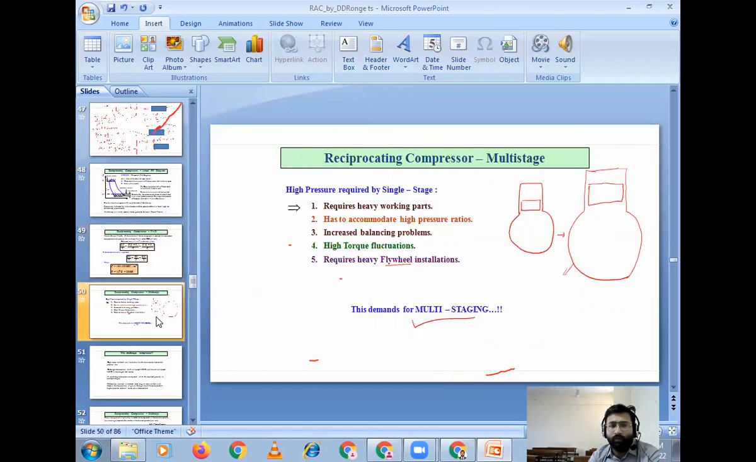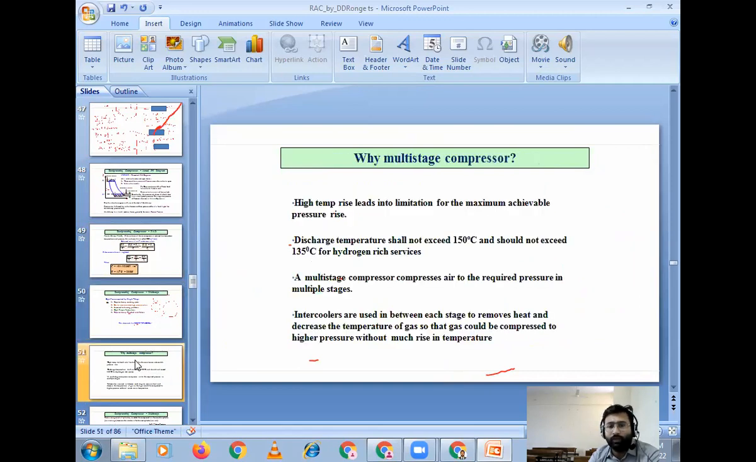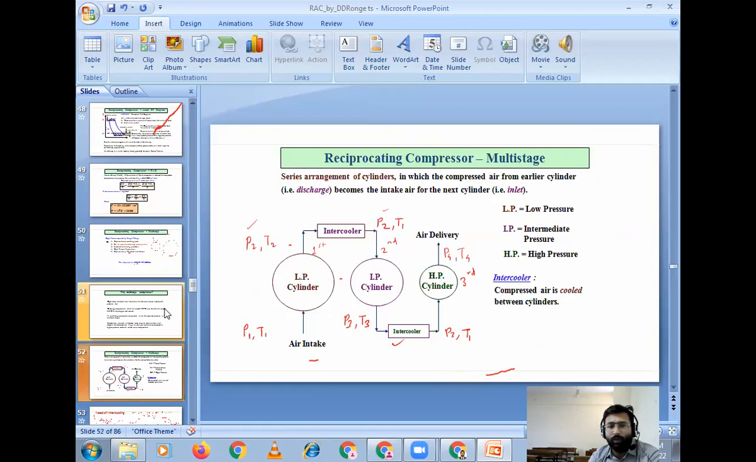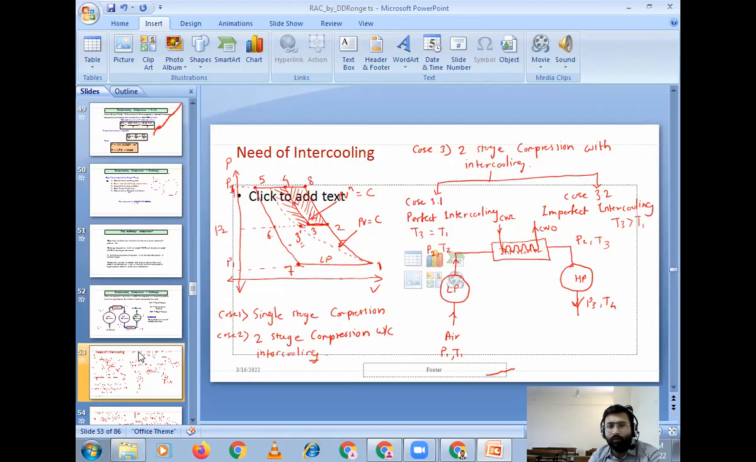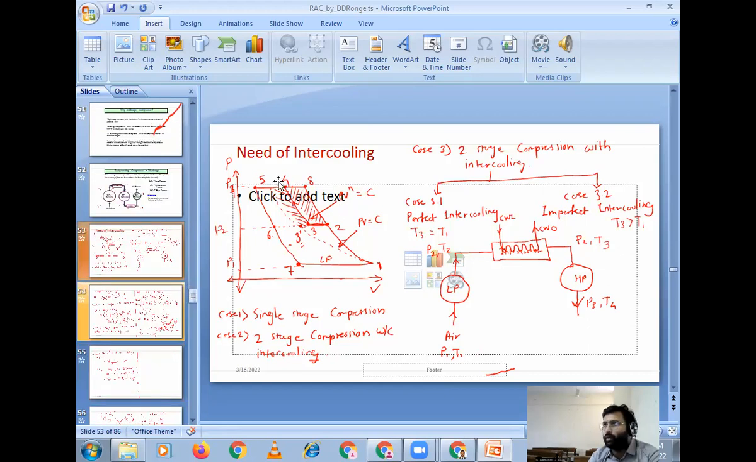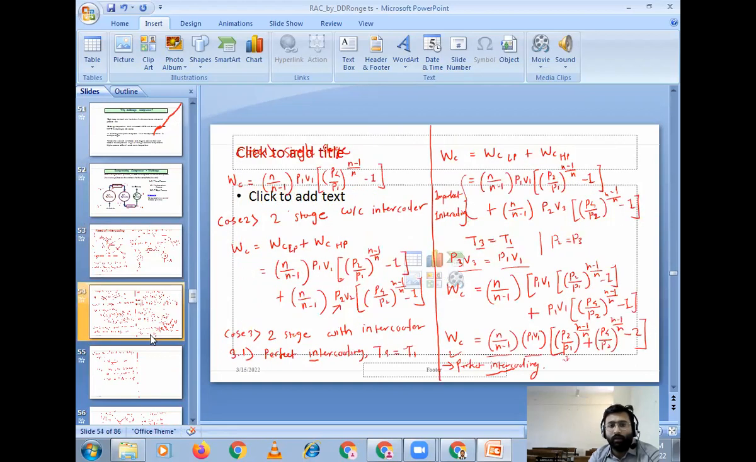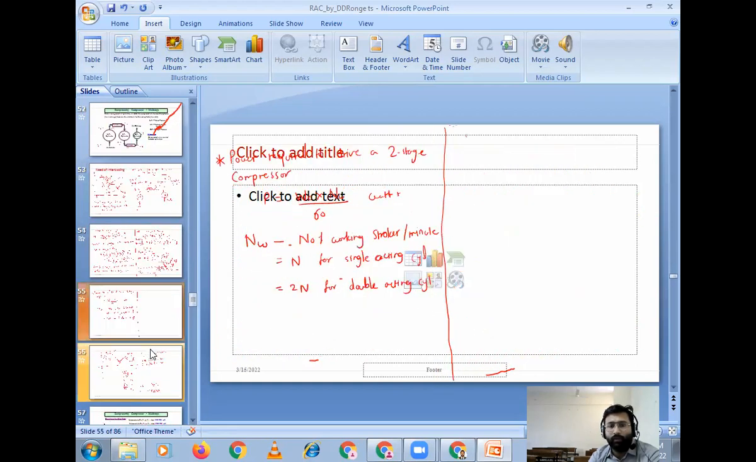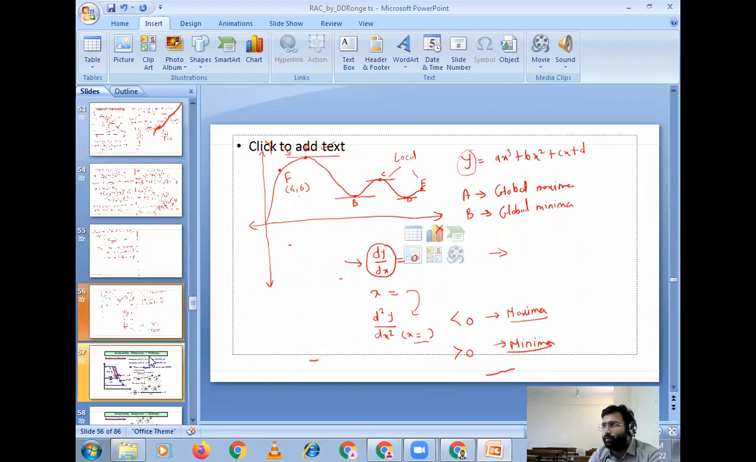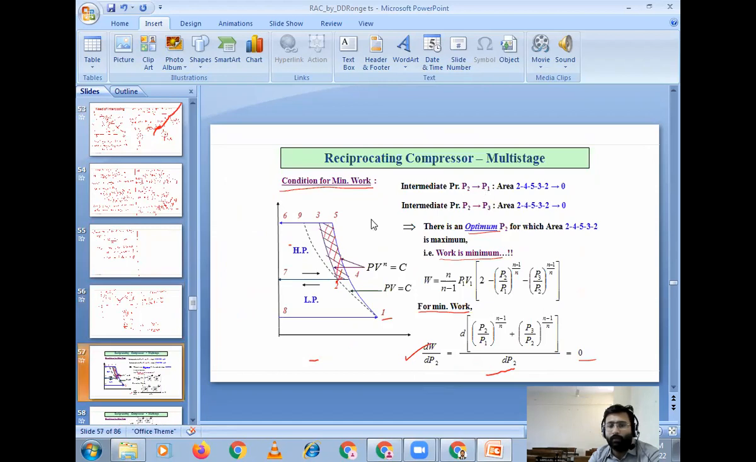Then we saw the need of compression, limitations of single stage compression. Then we saw the schematic of multi-stage compression. Then we saw the work required in each case, and we saw that with intercooling, not only does temperature decrease, but work required also decreases. So always remember, with intercooling, less work is required. Then we saw the formulas. Lastly, we covered the maxima and minima concept, and then we saw how to calculate minimum work.